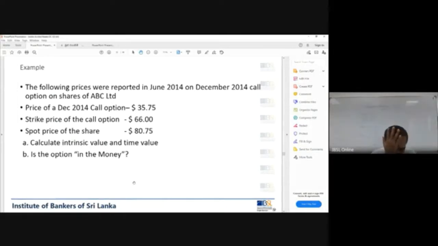Is the option in the money? It's a call option which has a positive intrinsic value, right? If intrinsic value is positive, that means it is definitely in the money. Why is intrinsic value positive? Because you get a positive 14.75. If it's positive intrinsic value, that means it is in the money. Okay, thanks. Sorry about missing it.